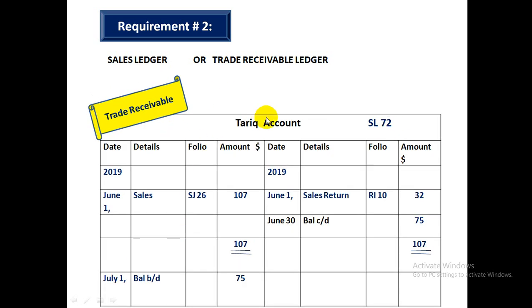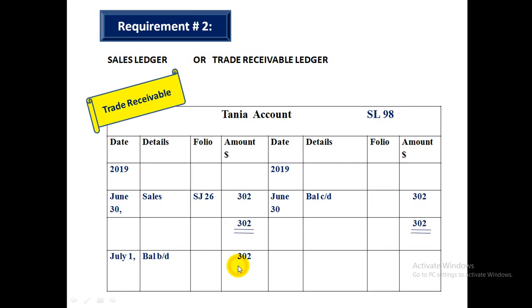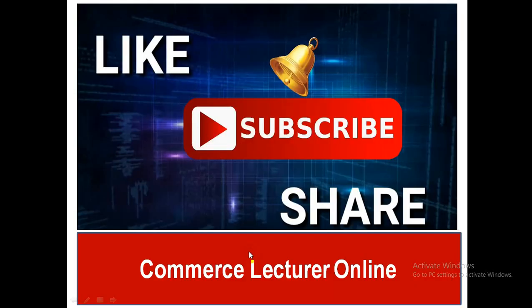Next customer, Tariq. Trade receivable Tariq will be debit when we'll sell goods to him. It will be credit when we'll return goods to him. And the balance carried down is the difference of these two amounts. Total is same. The same carried down will become the brought down. Bina's account, trade receivable debit, nothing in credit. The same will become balance carried down and balance brought down. Tanya's account, we'll sell goods to her, trade receivable debit, nothing in credit, so the same will become balance carried down and brought down. That's all.